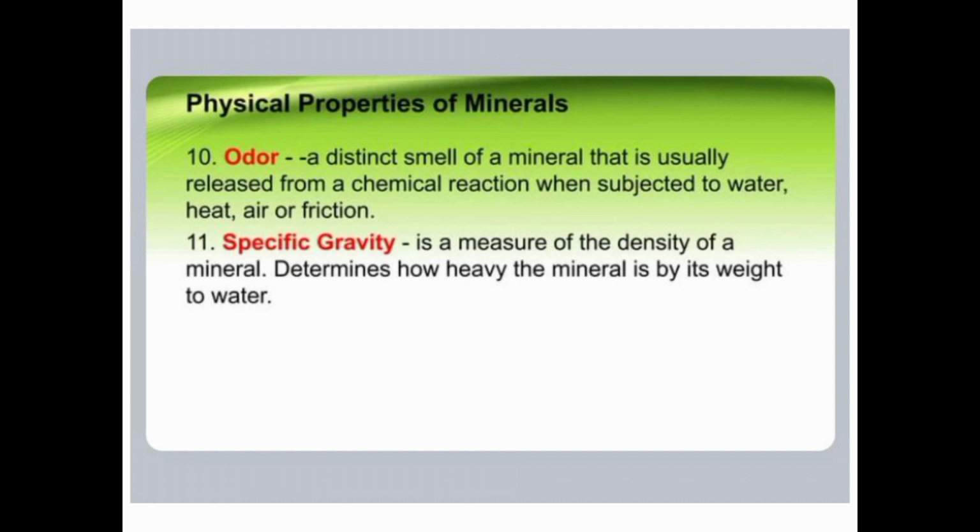So let's proceed to the eleventh. Specific gravity. Specific gravity is a measure of the density of a mineral. It determines how heavy the mineral is by comparing its weight to water. Specific gravity is the ratio between the mass weight of a mineral and the mass weight of an equal volume of water. A mineral's specific gravity can be determined by dividing its weight in air by the weight of an equal volume of water.